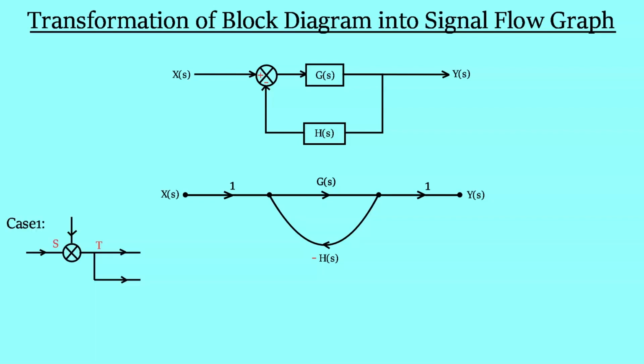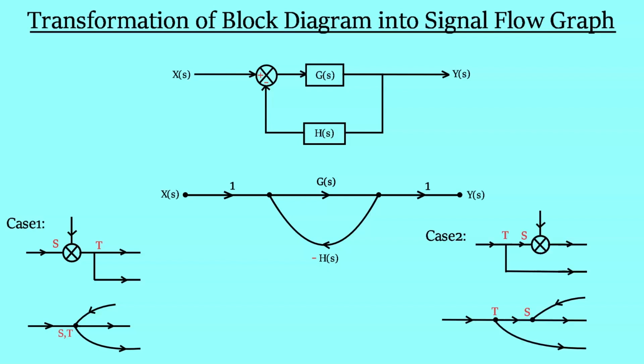Suppose that we have a summing point before a takeoff point. In that case, you can merge the summing point and takeoff point into a single node. But if the scenario is opposite, like the takeoff point is before the summing point, then you have to convert this takeoff point and summing point into two separate nodes. As in "ST", which is exactly in the order of English alphabets, if the summing point and takeoff point lie in the same order, then you can merge. But if these are in opposite order, then you cannot merge these points into a single node.